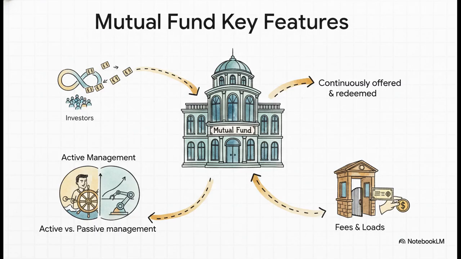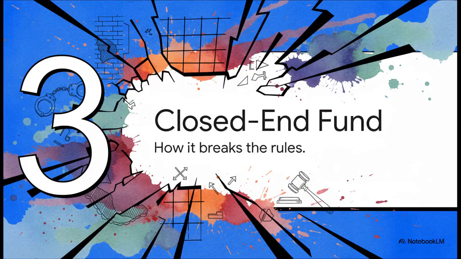Okay, a few other key features you've got to lock in. Mutual funds are always open for business. They're continuously creating new shares for buyers and cashing out sellers. They can be actively managed, where a manager is trying to beat the market, or passively managed, where they're just trying to track an index. And of course, they've got fees, like management fees and sales charges, which you'll often hear called loads. That's basically the commission. So, we've got the mutual fund rules down, right?